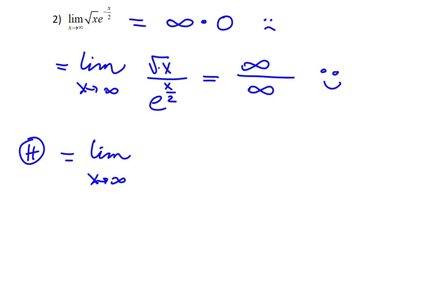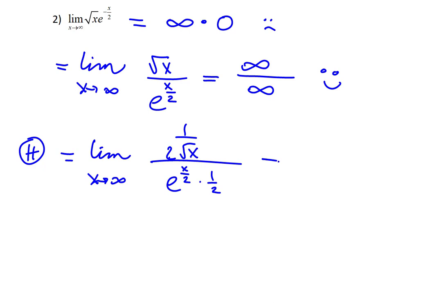In that case, I'm going to take the derivative of the numerator, and that will turn into 1 over 2 square root of x. The derivative of the square root of x is 1 over 2 root x. And then in the denominator, I'll take the derivative of e to the x over 2, which would become e to the x over 2 times 1/2. There's a little chain rule going on there.